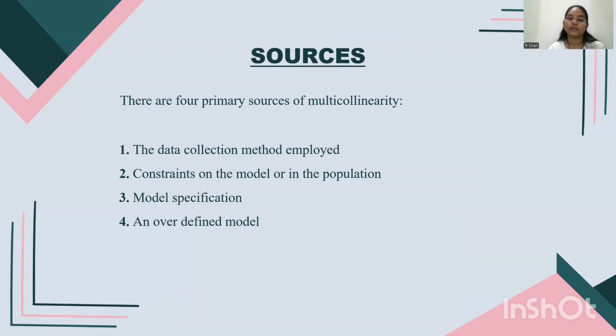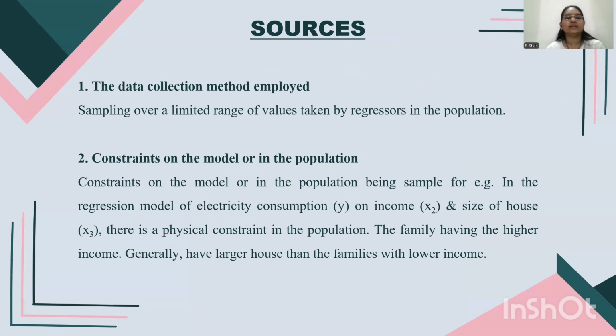There are four primary sources of multicollinearity. One, data collection method employed. Second, constraints on the model or in the population. Third, model specification. Fourth, an over-defined model. So first is the data collection method employed.